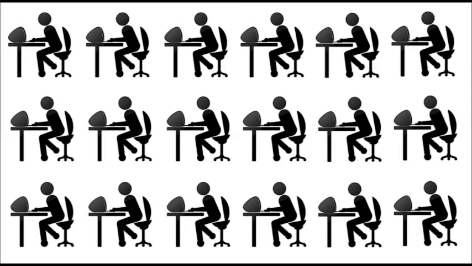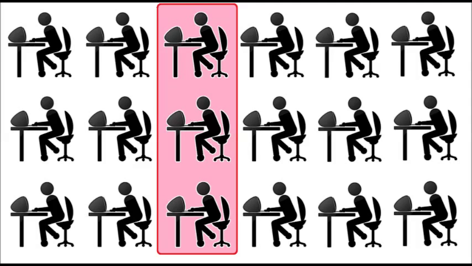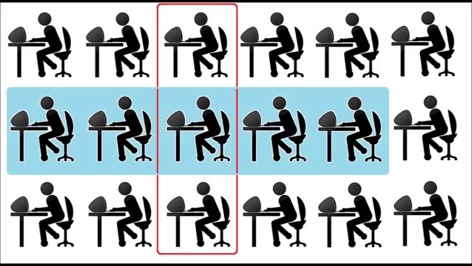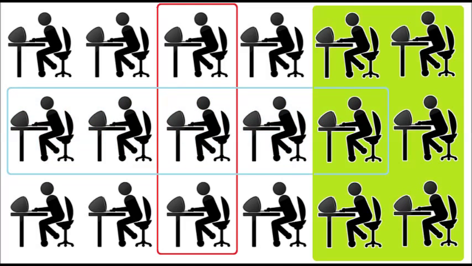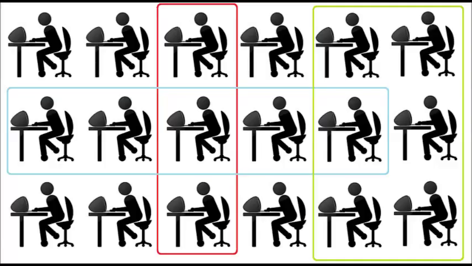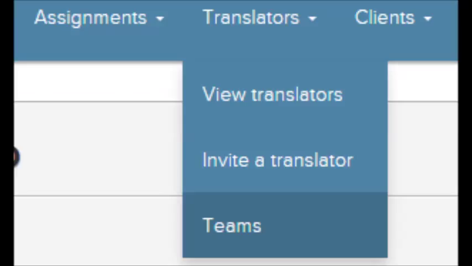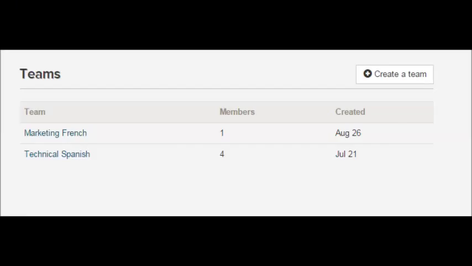You can, for instance, create a team with the translators working in a given project for a given client. A second team can include all your service providers who translate marketing documents into French. And the third team can include all your translators for oil and gas projects. To manage your teams, you should go again to the Translators menu and select the third option, Teams. You will see the teams you have created so far, and you can click on one of them to edit it or select to create a new team.